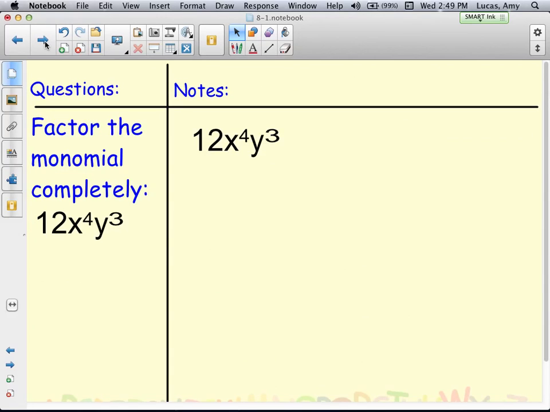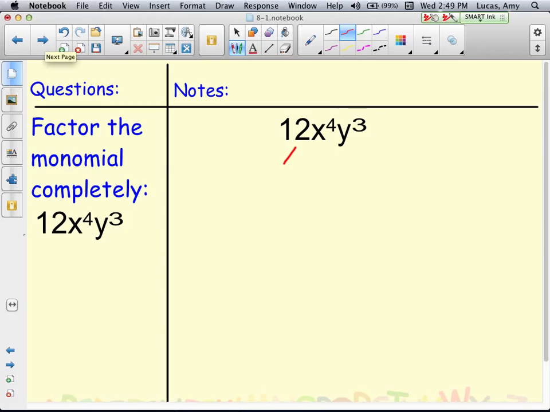Okay, factor the monomial completely. 12. I just used that number on my last example. So 12, you could break down into factors 4 times 3, or this time I'll use 6 times 2. 6 breaks down again into 3 times 2. And I'm going to bring down this 2 that was prime. You keep on factoring a number until you've gotten to prime factors, all prime factors. So the numbers 2 and 3 are both prime, so I'm done factoring those.